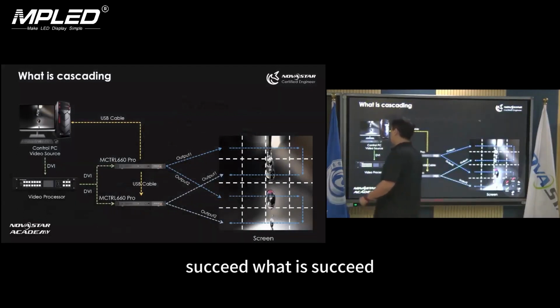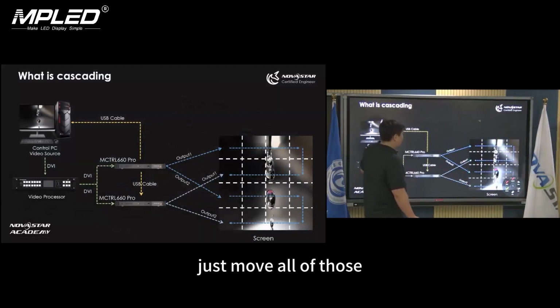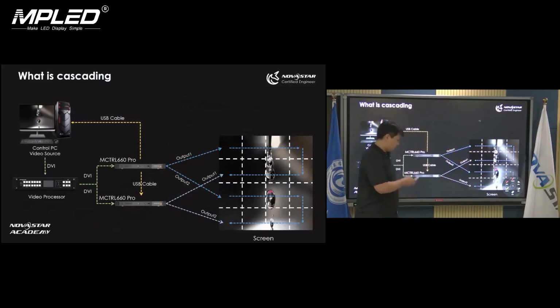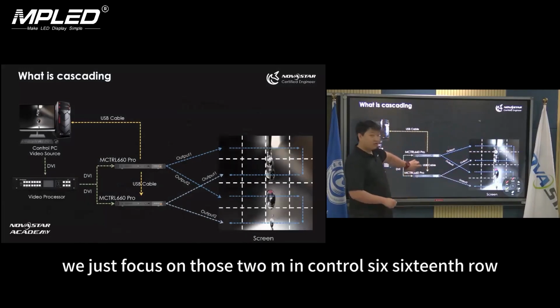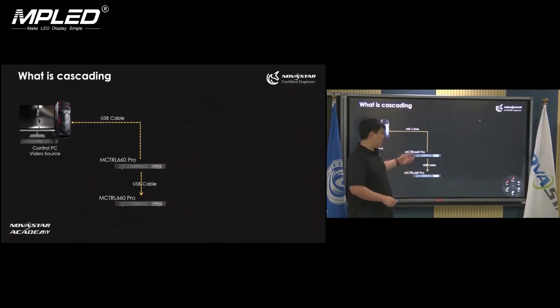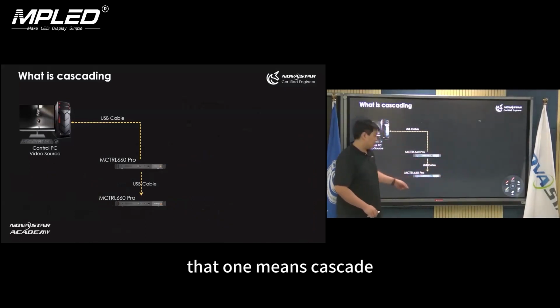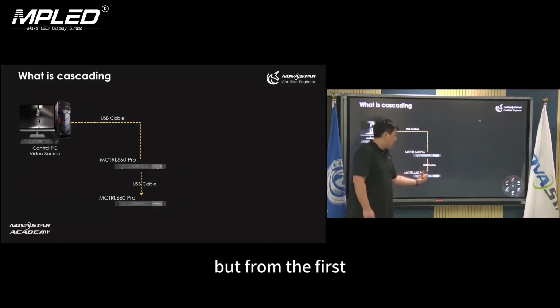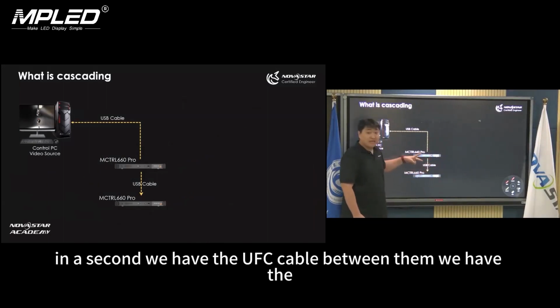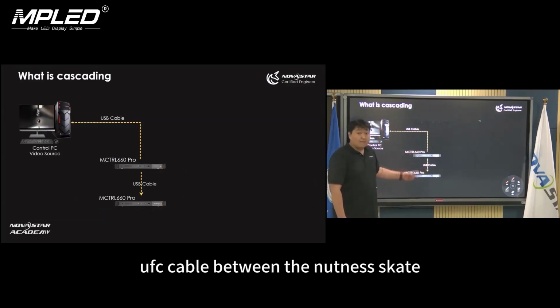What is cascading? Just move all of those. We just focus on those two MCTRL660 Pro units. That one means cascade. From the first to the second, we have a USB cable between them. We have the USB cable between them. That means cascade.